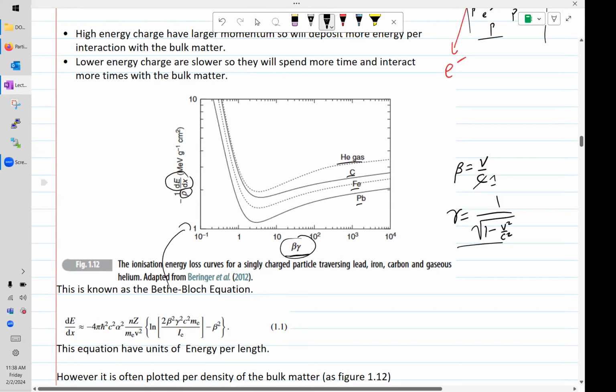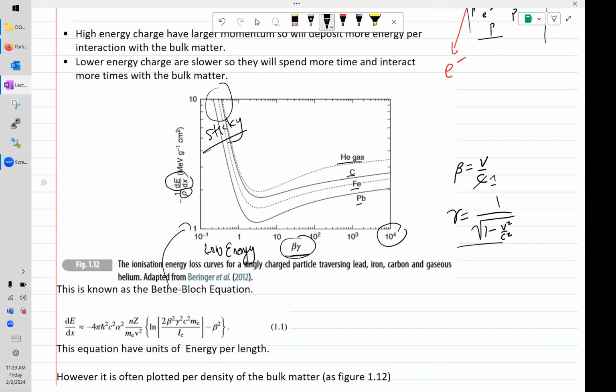So at low energy, the particle is going to lose a lot of energy per unit length that it travels through that material. So anything that's slow, if it tries to go through a particular material, it's going to lose most of its energy, get stuck in that material, and it'll just be stuck there, unless it decays or something. So low energy particles are sticky. Let's just say that.